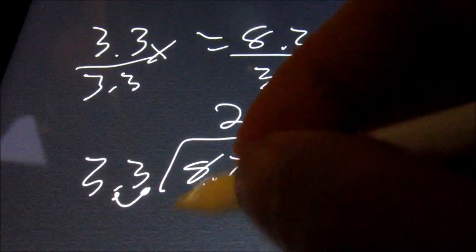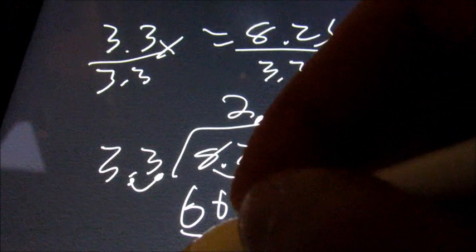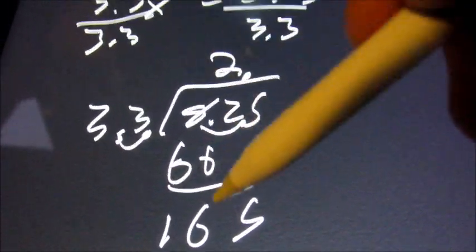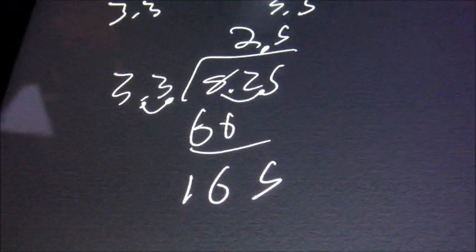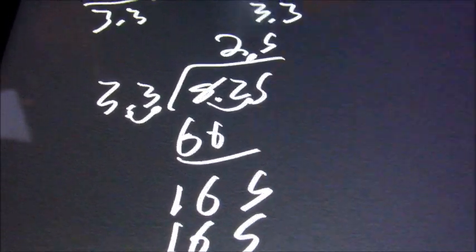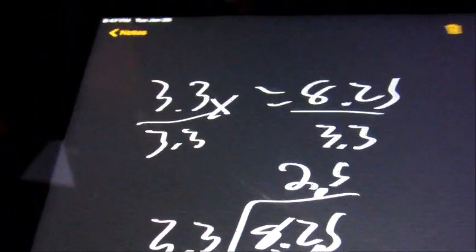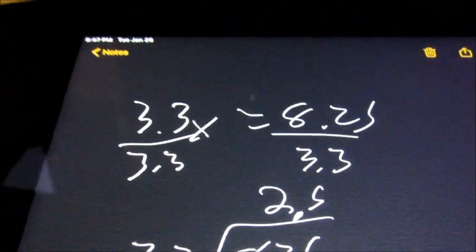2 times 33 is 66. 82 minus 66 is 16. Bring down the 5. 33 will go into 165 5 times. 5 times 33 is 165. So our answer here is going to be 2.5. And 3 will go into 8 a little over 2 times, so we're probably right there.